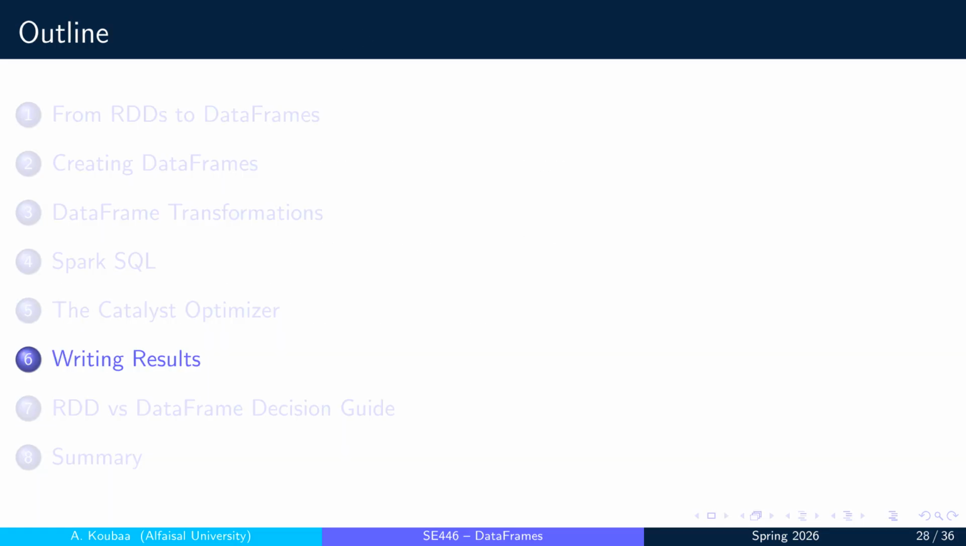All right, so we've seen how Spark and the Catalyst Optimizer can efficiently process and transform our data. But once we have our final data frame, the logical next question is, how do we save it? This brings us to our next section on writing results. Let's look at the process for writing a data frame to a persistent storage system like HDFS. The API is quite elegant.